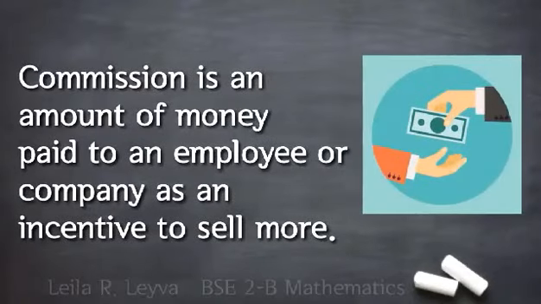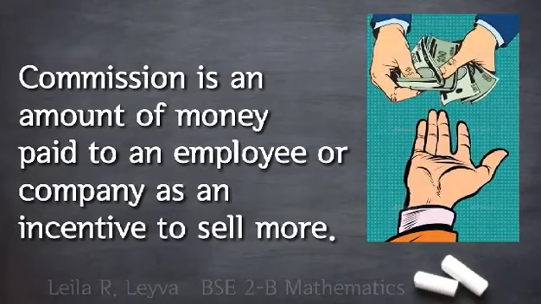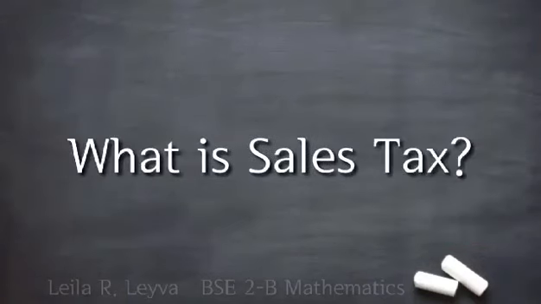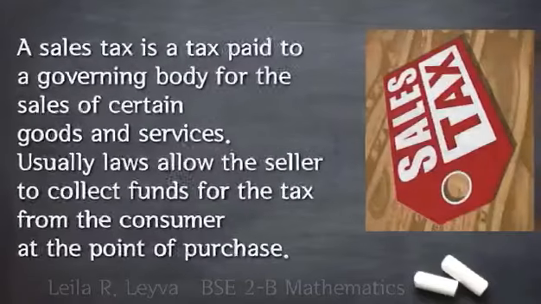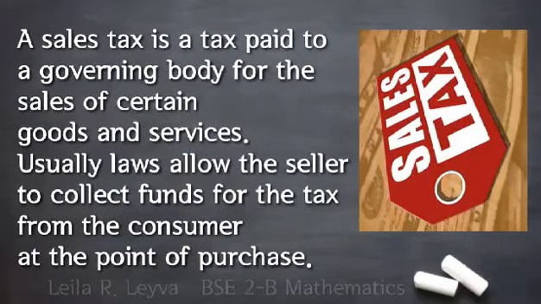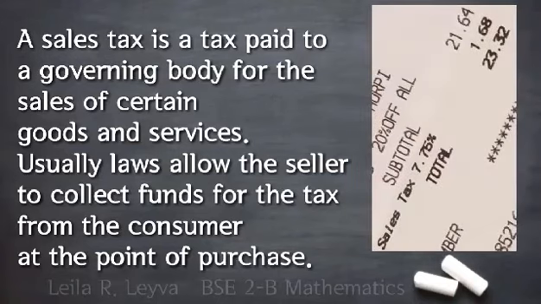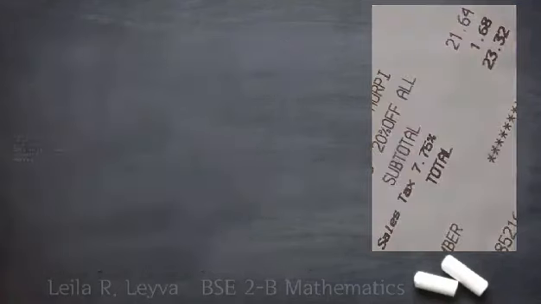Commission is an amount of money paid to an employee or company as an incentive to sell more. A sales tax is a tax paid to a governing body for the sales of certain goods and services. Usually, laws allow the seller to collect funds for the tax from the consumer at the point of purchase.